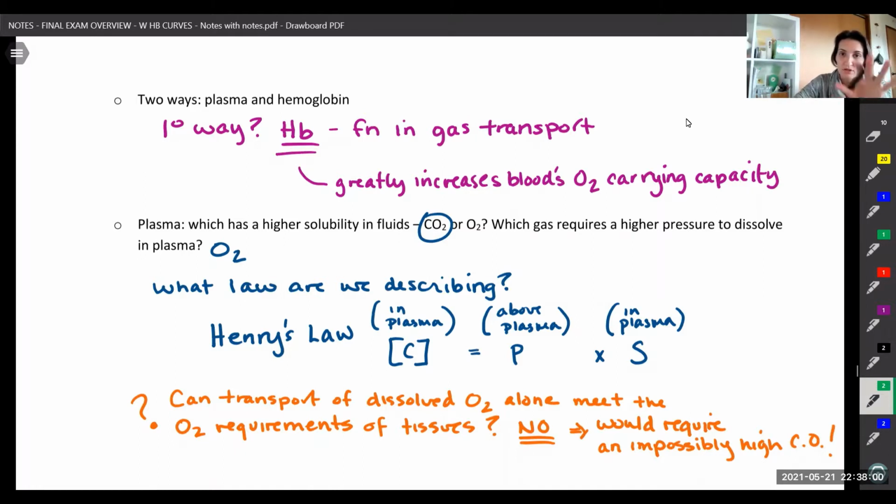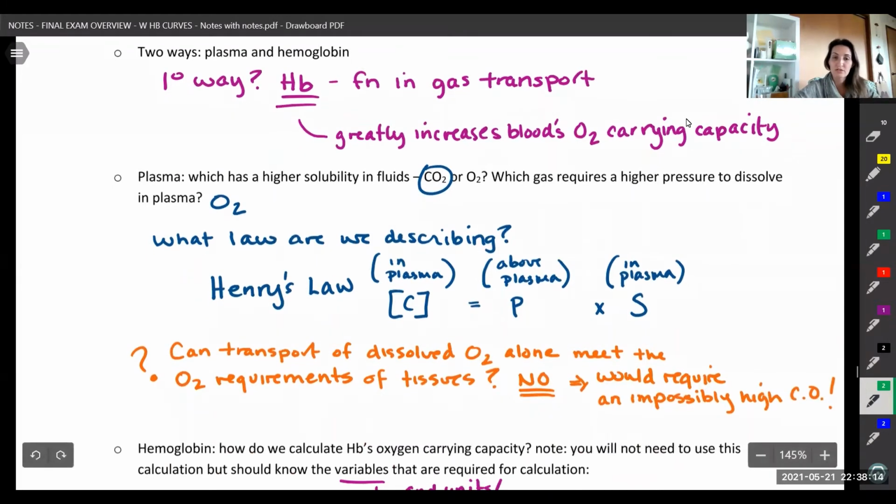So the law we're describing here, when asking which gas requires a higher pressure to dissolve in plasma, is Henry's law. We just described that. I also noted, can transport of dissolved oxygen alone meet the O2 requirements of tissues? The answer to that is no, right? Just transporting oxygen dissolved in the plasma is not enough oxygen in order to run our cells.